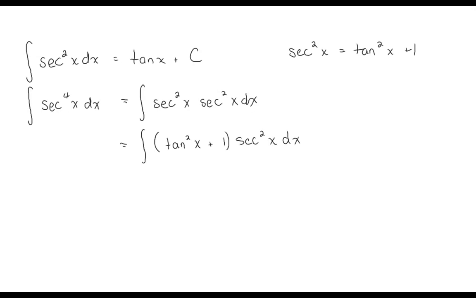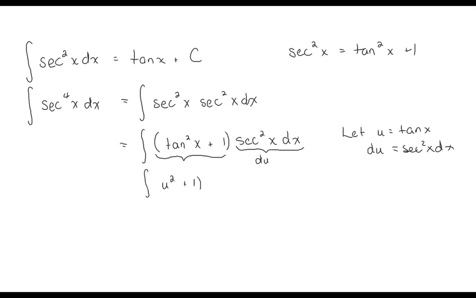And now we're set up to make a substitution. We're going to let u equal tangent x. Du is secant squared x dx. So all of this was a plot, an evil plot if you like, so that sitting right here we have du, and sitting right here we have u squared plus 1.